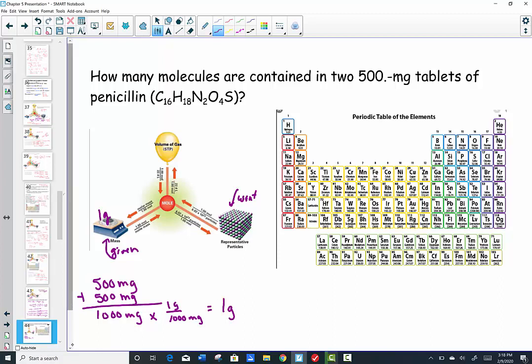We need the molar mass of penicillin, and I don't know that one by heart, so we'll have to do some work. Carbon, with its molar mass of 12.01, and there's 16 of them there. Hydrogen, its molar mass, 1.01, and there's 18 of them. Nitrogen has a molar mass of 14.01. Oxygen is exactly 16, and there's 4 of them. And sulfur, with its molar mass, 32.06, and there's just 1 of those.